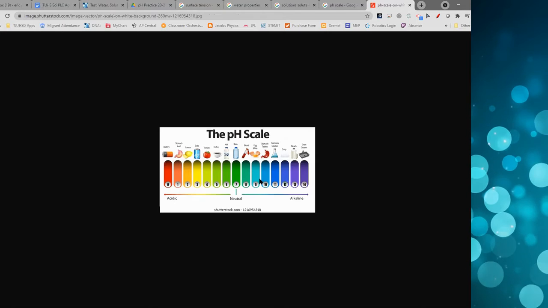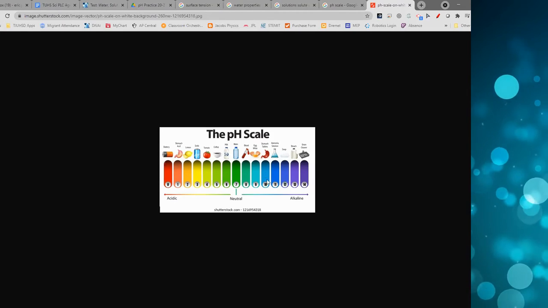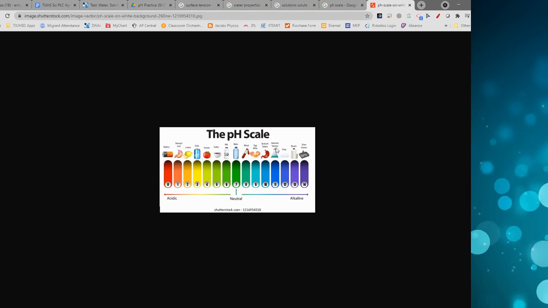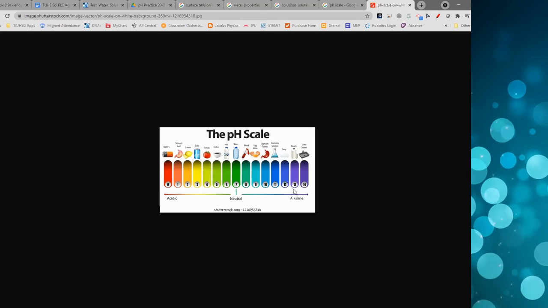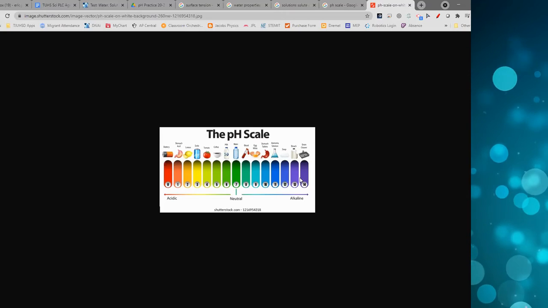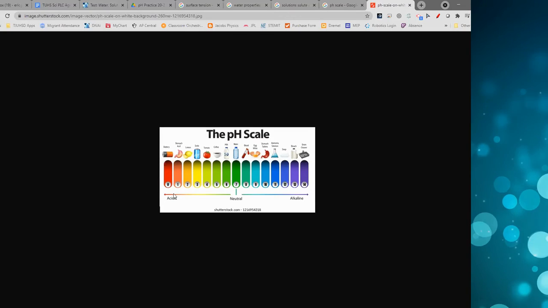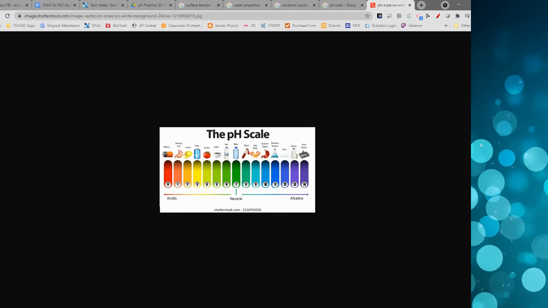Egg whites, pH of 9. Stomach tablets, so if you ever take Tums or something, ammonia solution, pH of 11. Soap, pH of 12. Bleach, pH of 13. Drain cleaner, pH of 14. So we have acidic solutions to the left, low pHs, alkaline solutions to the right.